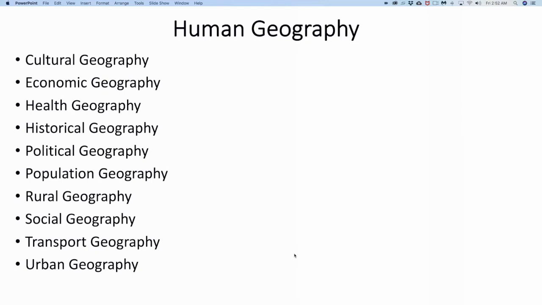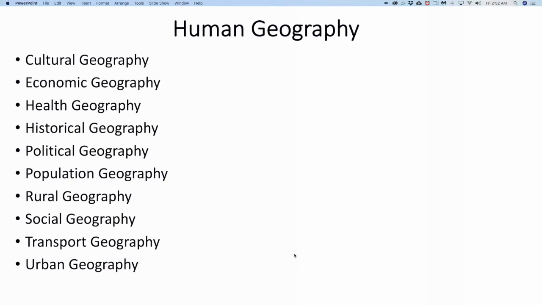Now, every discipline has multiple subfields, and geography is no exception. There's cultural geography, economic geography, health geography, historical geography, political geography, population geography, rural geography, social geography, transport geography, and urban geography. Wow. Why am I teaching you all this?